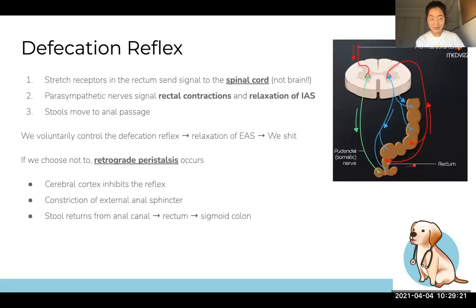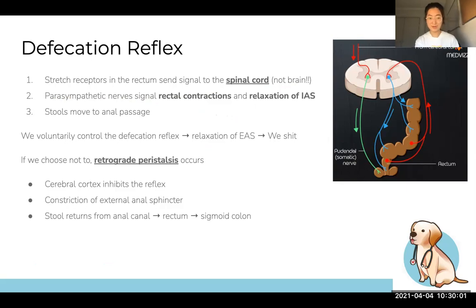All right, so up until this point, all of the fecal matter has come down towards the sigmoid colon, towards the rectum, ready to be defecated. And so in the defecation reflex, you've got a bunch of stretch receptors in the rectum. They send a signal up to the spinal cord, and parasympathetic nerves then relax the internal anal sphincter, and your stools move to the anal passage. At that point, you make an active decision: am I in a position where I can actually defecate, or am I not? If you decide yes, I can go to the bathroom, then you cause the relaxation of your external anal sphincter, which then causes you to defecate.